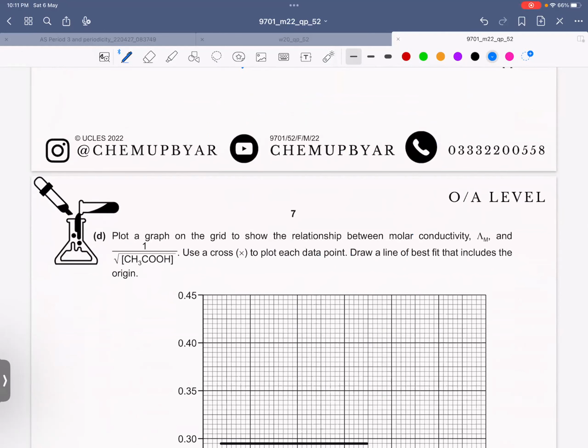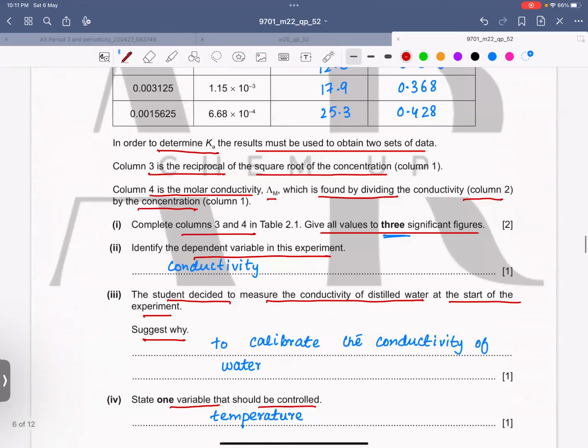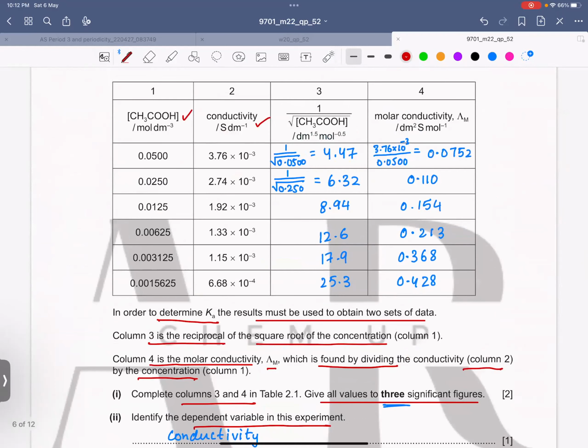Now, plot a graph on the grid to show the relationship between the molar conductivity and 1 over root concentration of acid. Use a cross to plot each data point. Draw a line of best fit that includes the origin. Okay. So we have to take these values. 4.47 is the 1 under root concentration and the molar conductivity is 0.0752.